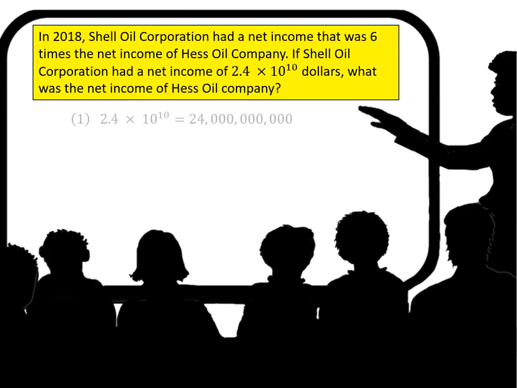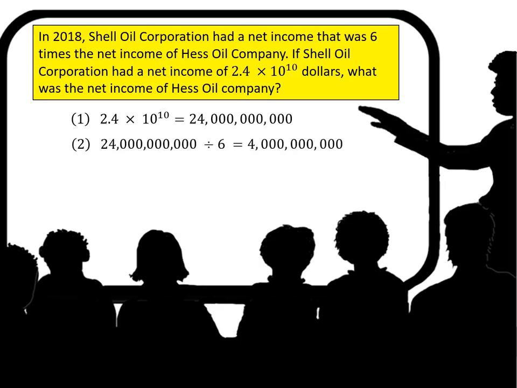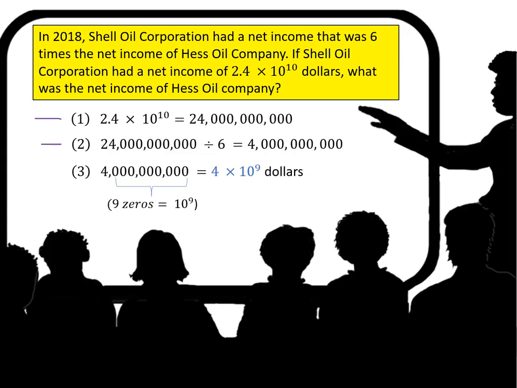Here's a problem. In 2018, Shell Oil Corporation had a net income that was 6 times the net income of Hess Oil Company. If Shell Oil Corporation had a net income of 2.4 times 10 to the 10th dollars, what was the net income of Hess Oil Company? Step 1. 2.4 times 10 to the 10th equals $24 million, actually $24 billion.